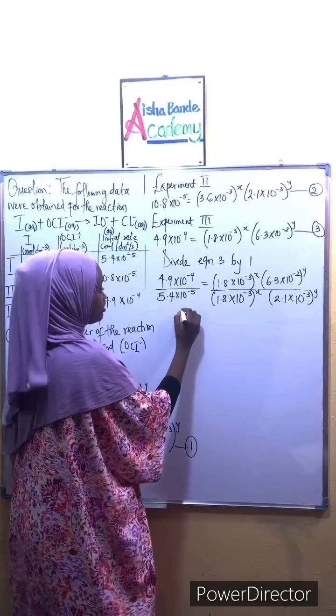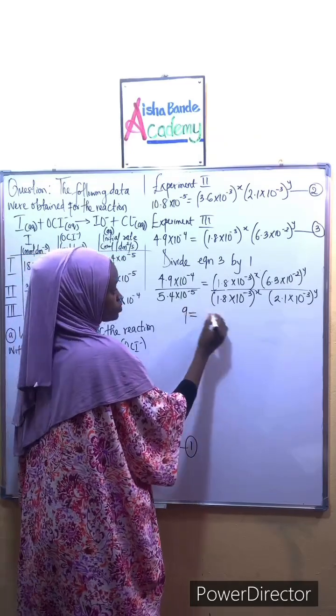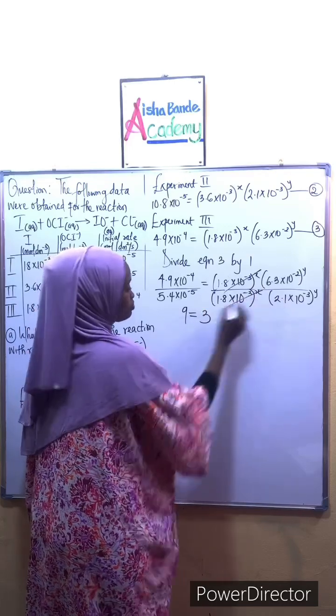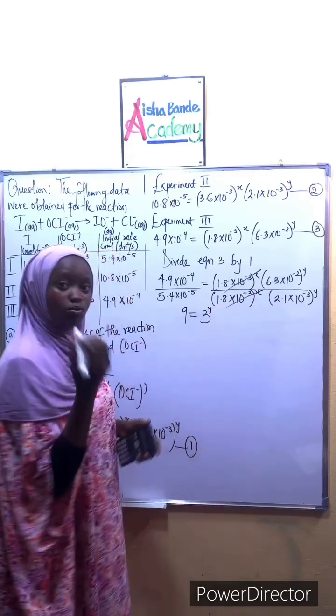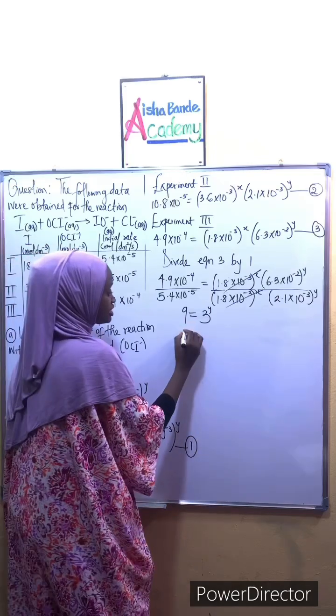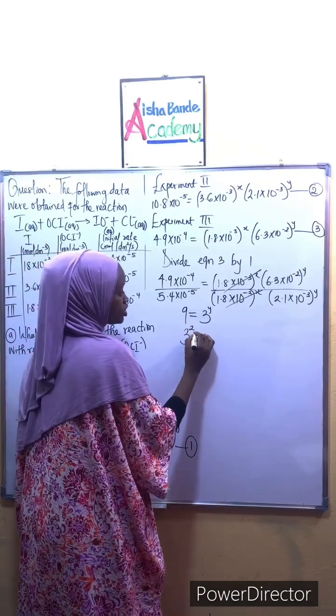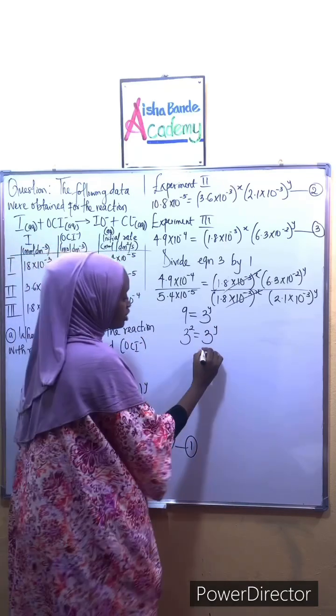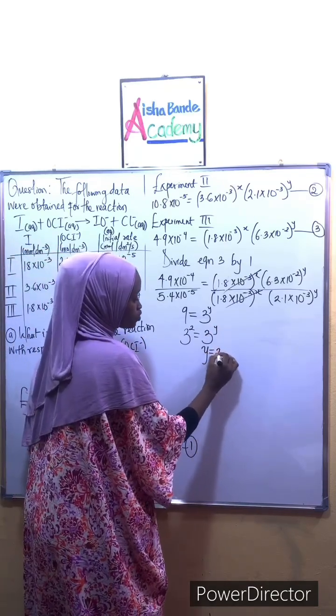Dividing this gives us a value of 9 is equal to, so this cancels out. So here we have 3 raised to the power of y. And we know from our laws of indices, this 9 is the same thing as saying 3 raised to the power of 2 equals to 3 raised to the power y. So now the bases are equal. At the end of the day, what we have is y is equal to 2.